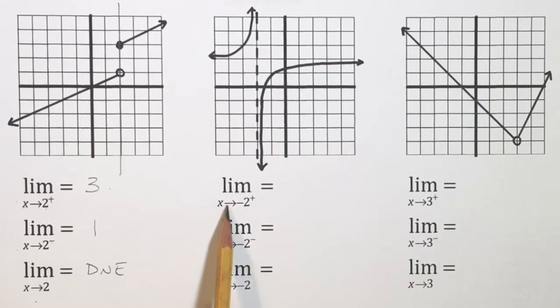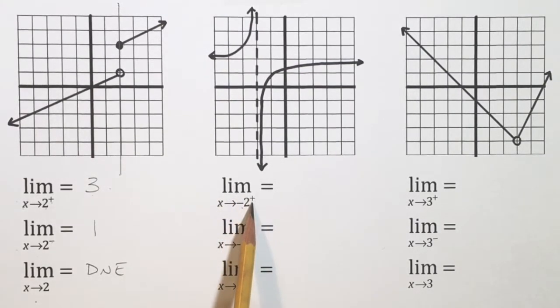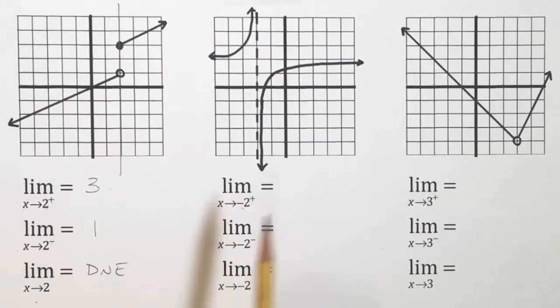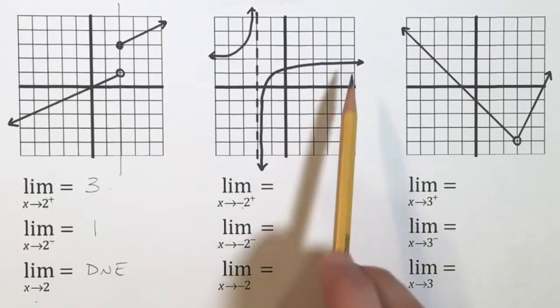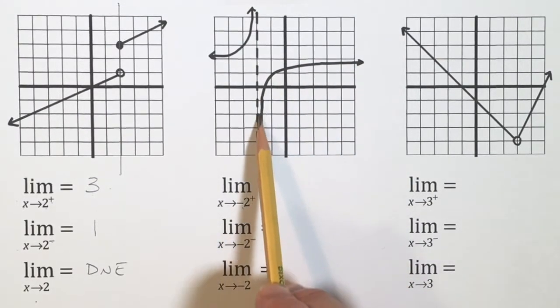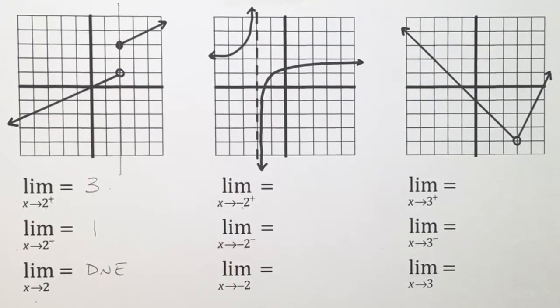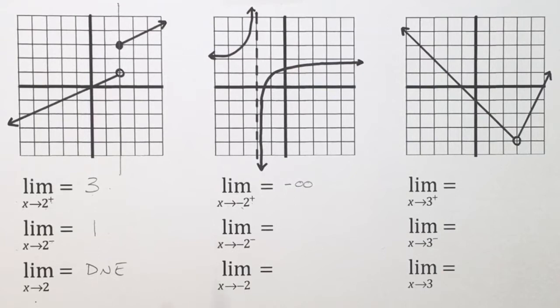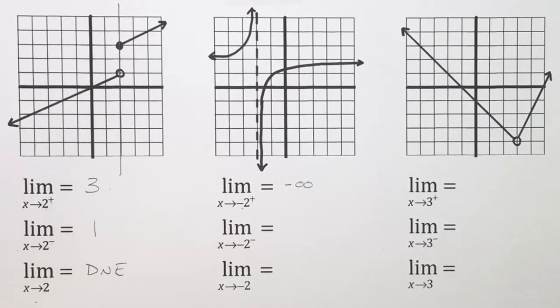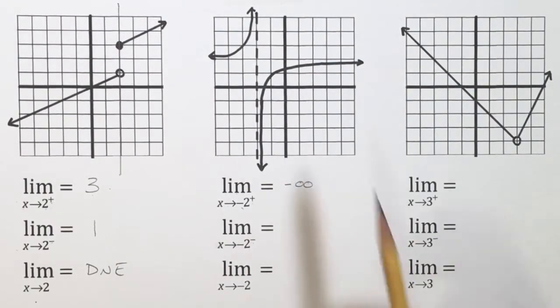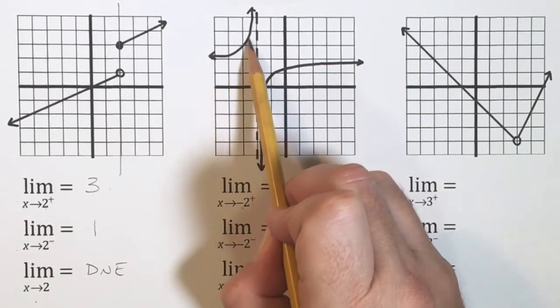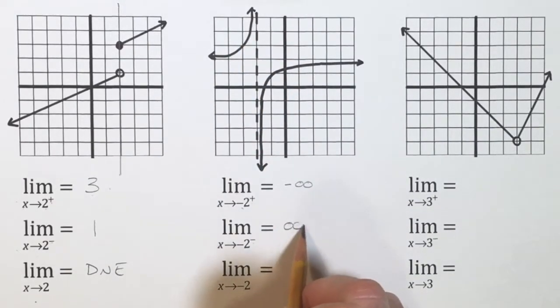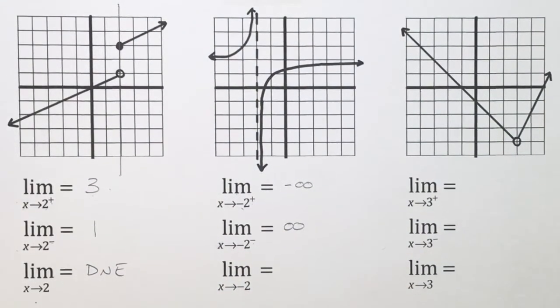What's the limit as x approaches negative 2 from the positive side? Or in other words, what's the limit as x approaches negative 2 from the right-hand side? Well, negative 2 is where the asymptote is. As I approach that from the right-hand side, my graph goes down and down forever. I'm going to say the limit as x approaches negative 2 from the positive side is negative infinity. What's the limit as x approaches negative 2 from the left-hand side? Well, as I approach that asymptote from the left-hand side, my graph goes up forever. The limit as x approaches negative 2 from the left-hand side is positive infinity.